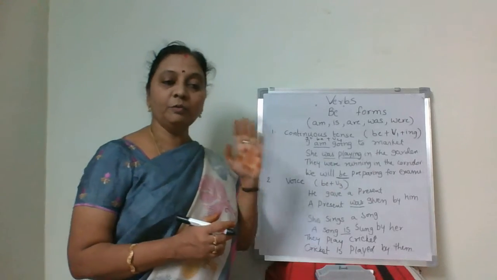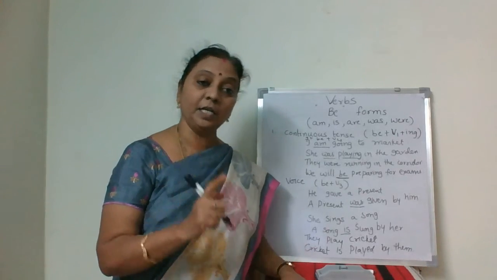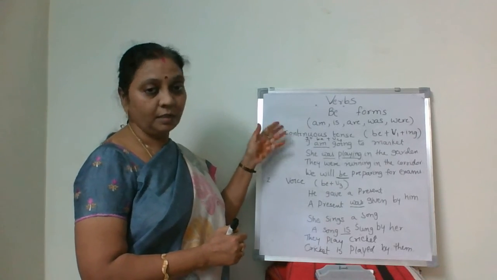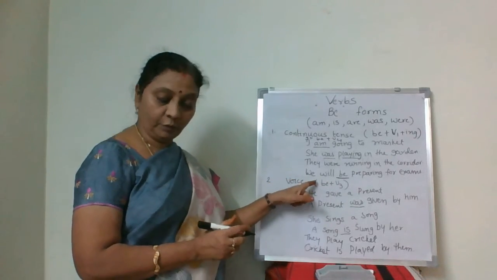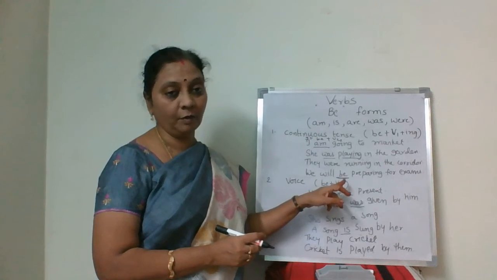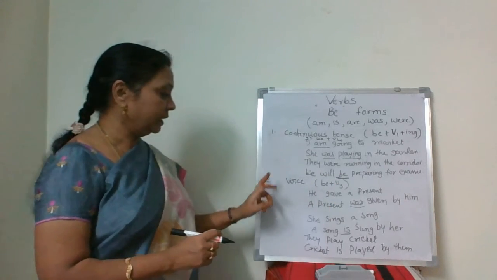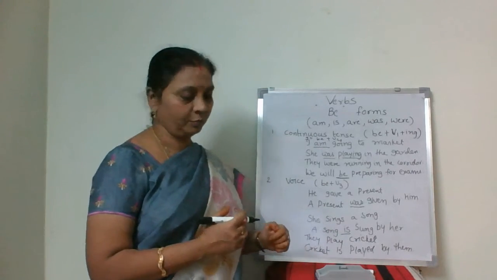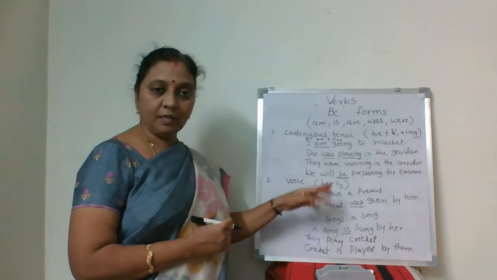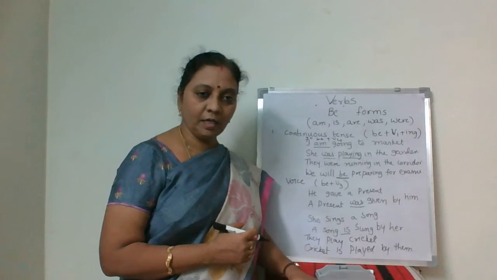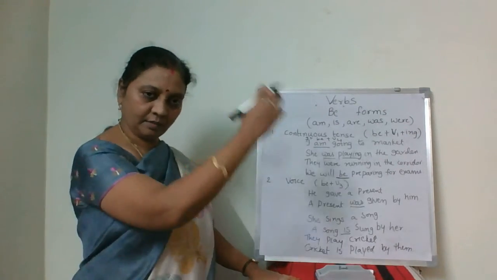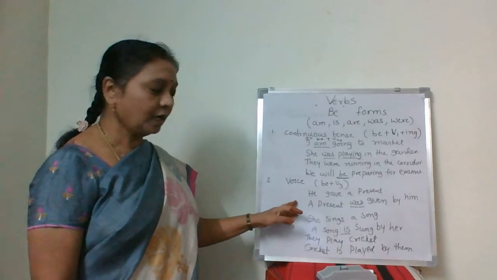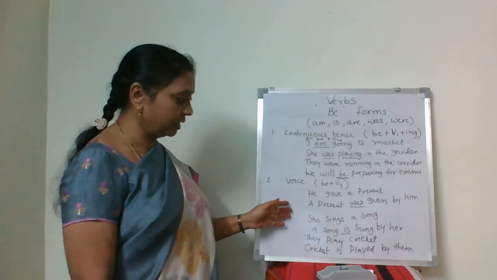So, when do we use be forms? First one is in continuous tense, whether it is present continuous or past continuous, mainly these two, but in future also we are taking the help of be. Then next, in voice also, in active and passive voice, we use them. The rule is be plus V3. V3 is the last one: V1, V2, V3, past participle. There how do we use? You just look at the examples.